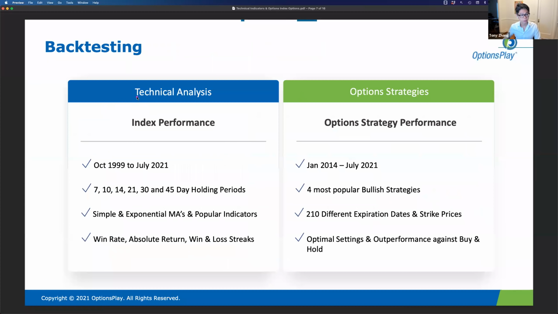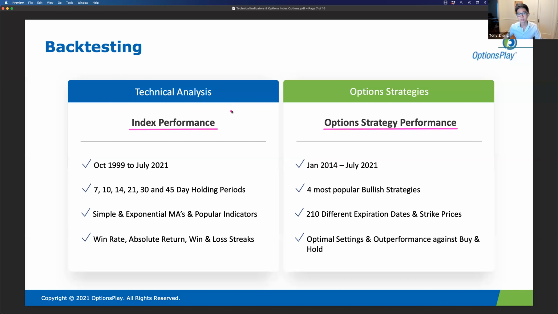So we did technical analysis backtests where we tested the technical indicators just on the index itself, and then we tested option strategies on those technical indicators to see how well they perform. So the technical analysis side is really trying to gauge the index performance, and the option strategy side is to gauge the option strategies' performance.